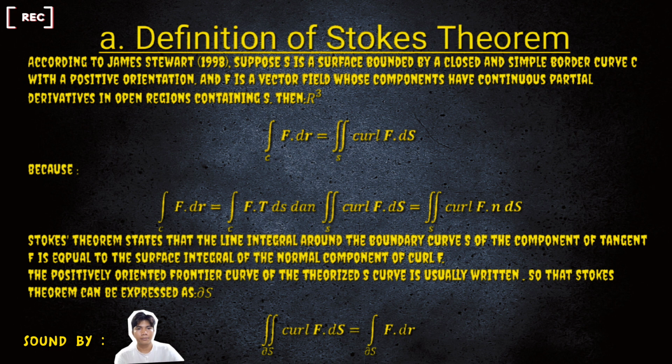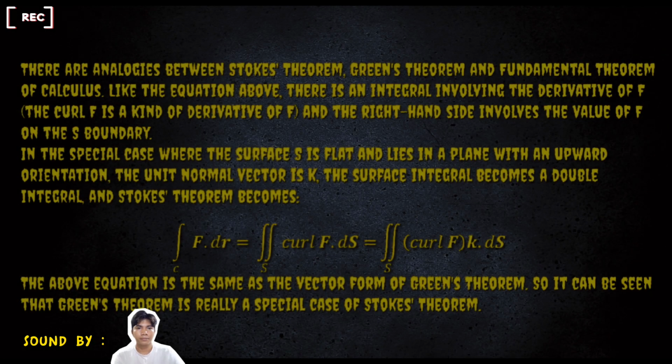The positively oriented boundary curve of the surface S is usually written as ∂S, so that Stokes theorem can be expressed as the double integral over S of curl F dS equals the integral over ∂S of F dR.